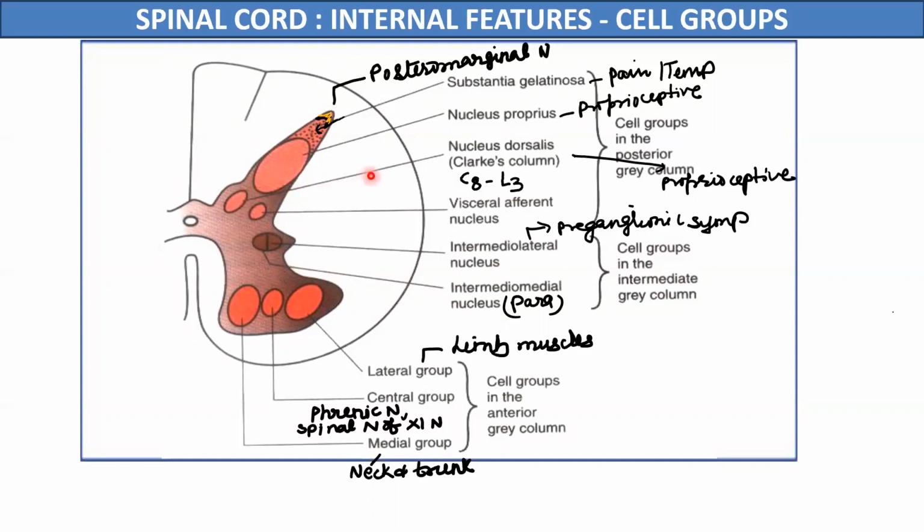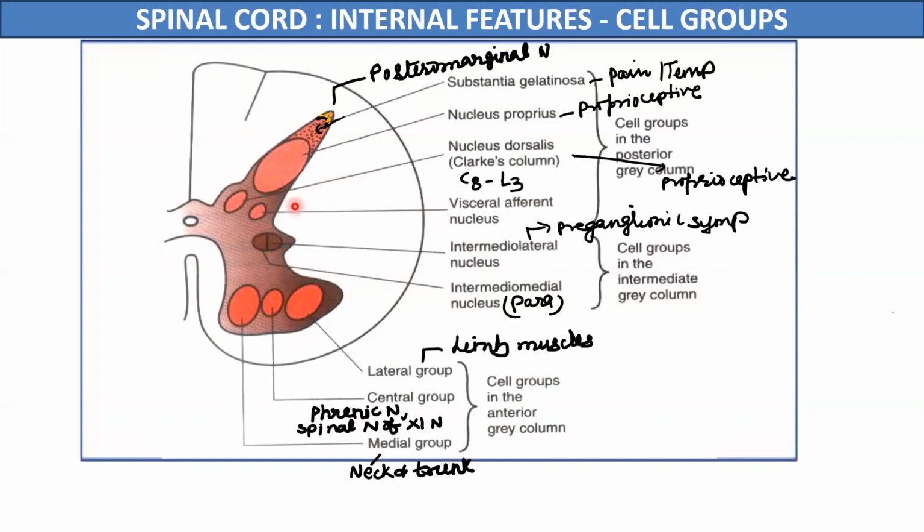The fourth group of neurons, which is present at the base of the posterior horn, is the nucleus dorsalis or the Clarke's column. This group of neurons extends only from the C8 to L3 segment of the spinal cord, and it consists of neurons which are receiving the proprioceptive sensations, and axons of these neurons will form the posterior spinocerebellar tracts and anterior spinocerebellar tracts. The last group of neurons which are present in the posterior horn is the visceral afferent nucleus, which will receive the sensory impulses from the viscera.